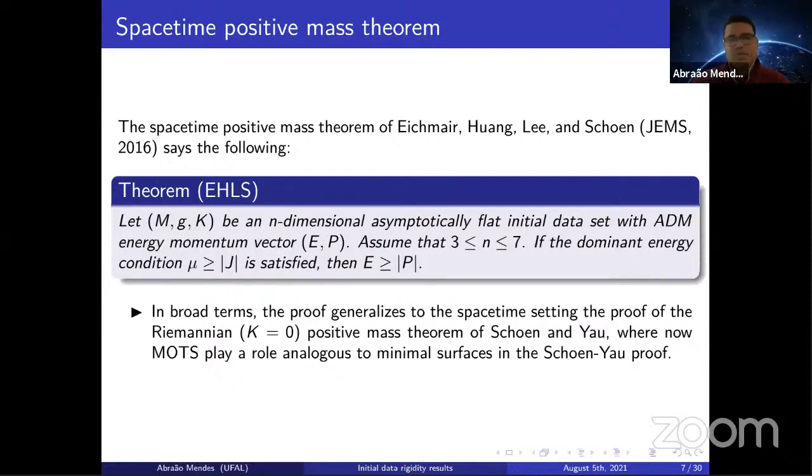Okay, so in broad terms, the proof of this theorem generalizes to the space-time setting the proof of the Riemannian, which means k equals 0, positive mass theorem by Schoen and Yau, where now MOTS play a role analogous to the minimal surface in Schoen-Yau's proof. So this shows the importance of the marginally outer-trapped surface.